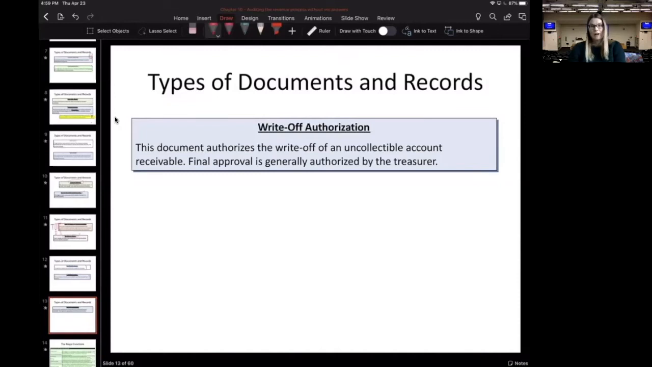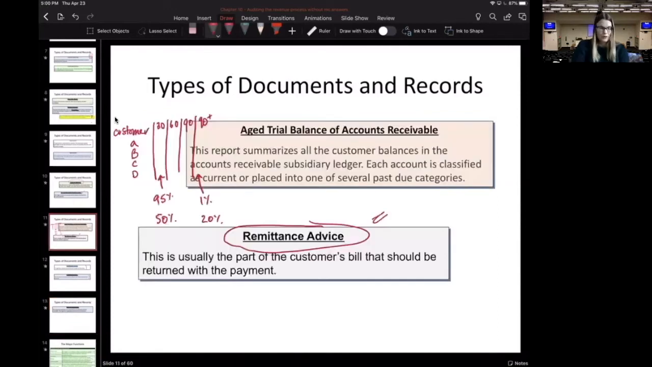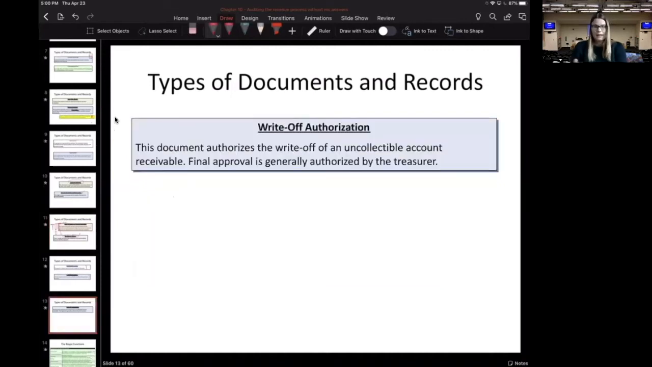And last but not least, we have write-off authorizations. So write-off authorizations are going to happen when you have an account that is so overdue that you decide it's uncollectible. So thinking back to our AR aging discussion, maybe I have something over here that's over 360 days overdue, and I just don't think it's collectible anymore.